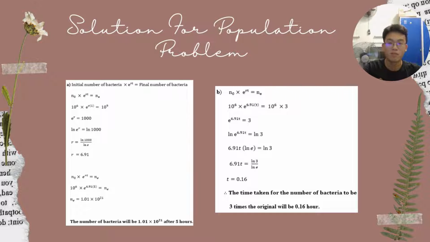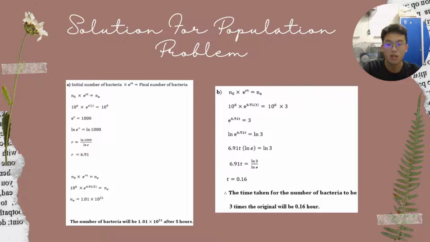We will discuss the first problem, which is the population. For A, we need to find the number of bacteria after 5 hours. We're using the formula initial number of bacteria times e to the power of rt is equal to the final number of bacteria. N naught times e to the power of rt is equal to the final N. So 10 to the power of 6 times e to the power of r times 1 is equal to 10 to the power of 9.